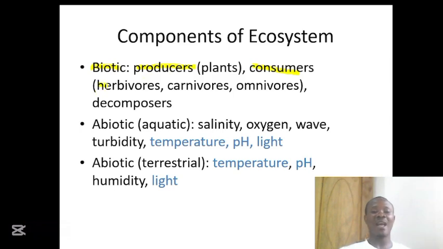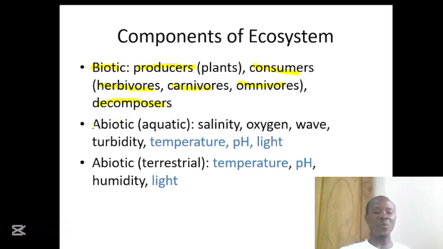Under the consumers, we have herbivores; they feed only on the producers, or we can say they feed only on plants. And we have carnivores. Carnivores feed only on animals, or we can say they feed only on other animals. And we have omnivores. The omnivores feed on both plants and animals. And we have decomposers. These are also organisms, but they help to break down the remains of dead organic matter.